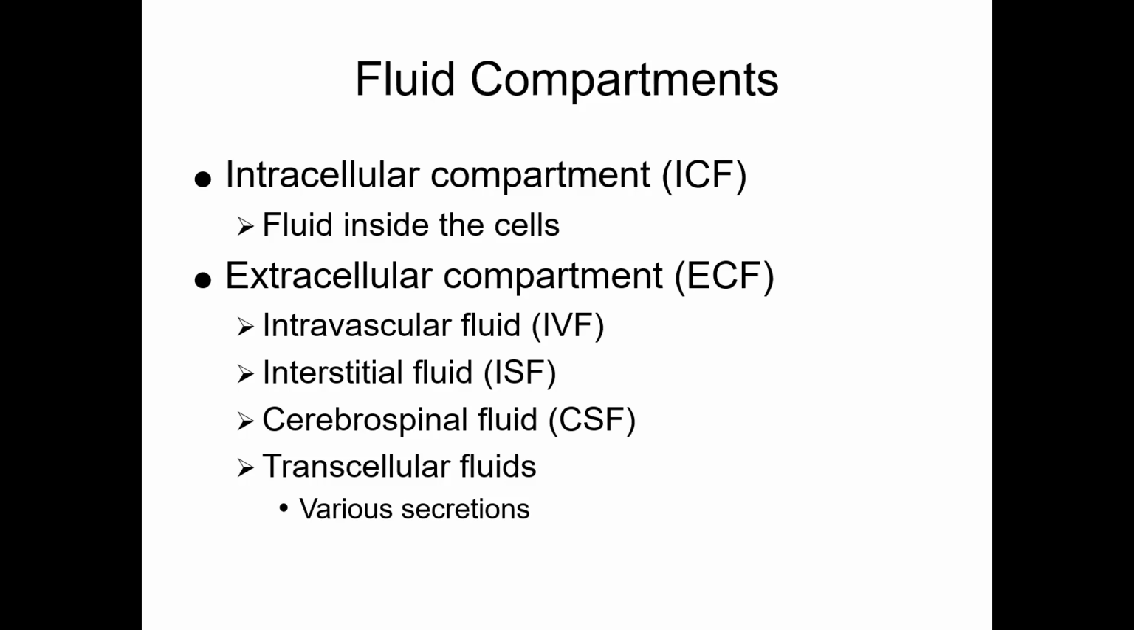Extracellular fluid has two primary constituents: the component of the blood called plasma, and the interstitial fluid that surrounds all the cells but is not in the blood. Extracellular fluid also contains intravascular fluid or blood, interstitial fluid or intercellular fluid, cerebrospinal fluid, and transcellular fluids that are located in places like around the heart or the joints.